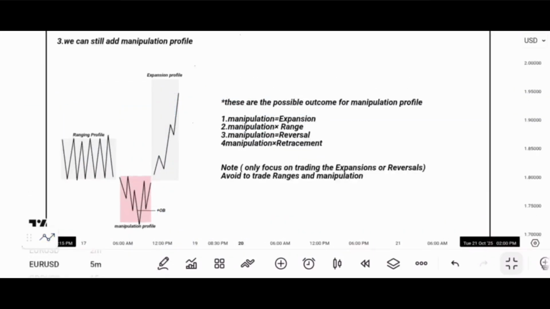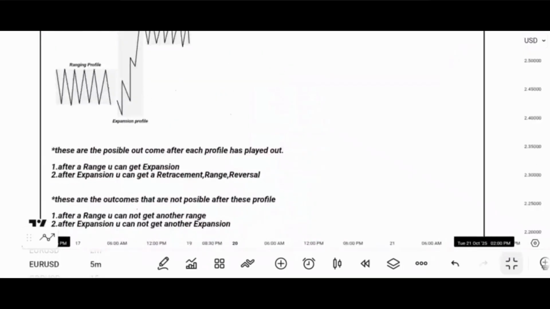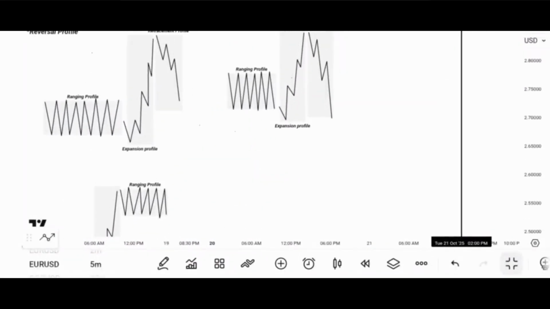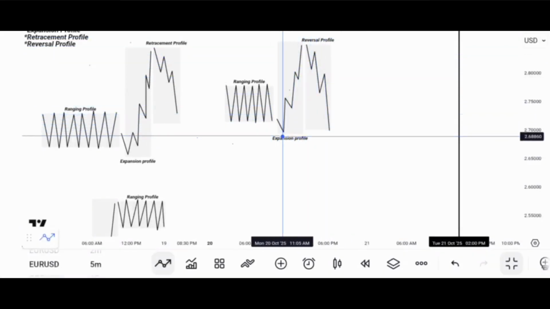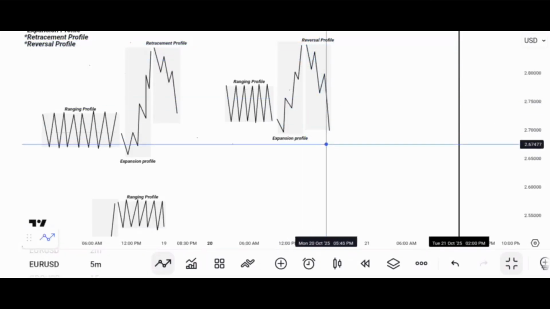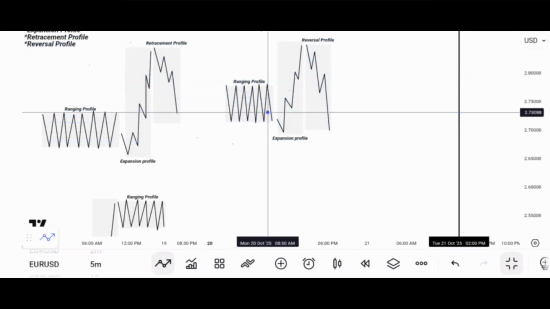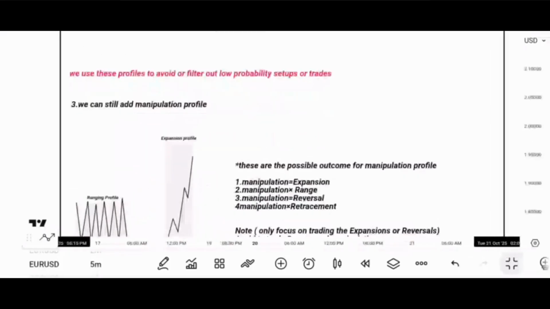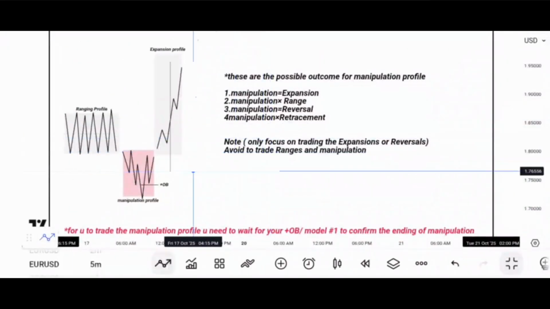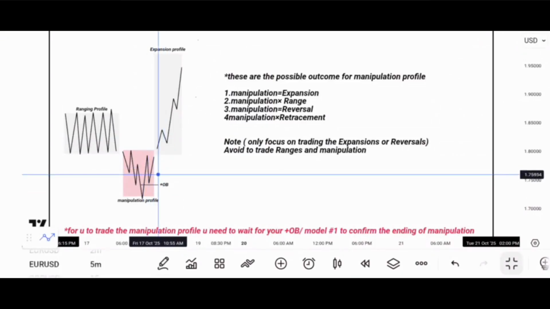or these reversals here, this reversal up here, right? You only trade expansion or reversals. You don't trade a ranging profile. You also don't trade the manipulation profile, which is this one, right?